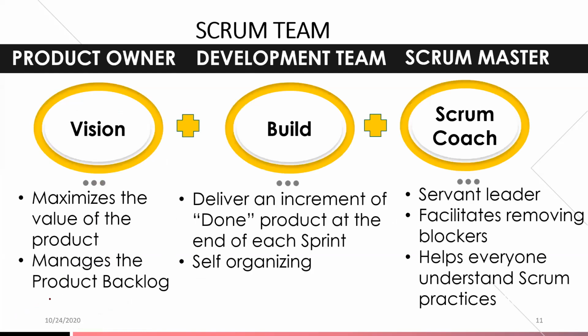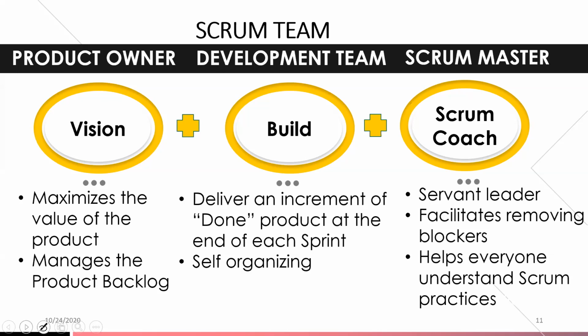Okay, let's look at the Scrum team. So the Scrum team is made up of the product owner, the development team, and the Scrum Master. Let's start with the product owner. So the product owner holds the vision. The product owner owns the roadmap. So the product owner is responsible for maximizing the value of the product and manages the product backlog. So when we say product backlog, you could think of your list of enhancements or list of all the requirements that the business is asking for.